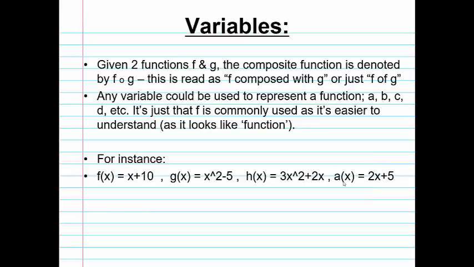Now if you're given two functions f and g, the composition function is denoted by f of g. This is read as f composed with g or just f of g, and do not confuse it for fog, so that's not a little o. Any variable could be used to represent a function, can be a, b, c, d, etc. It's just that f is commonly used because it can stand for function. For instance, you can have f of x is x plus 10, or g of x is x squared minus 5, h of x, or a of x. You can have any variable you want.